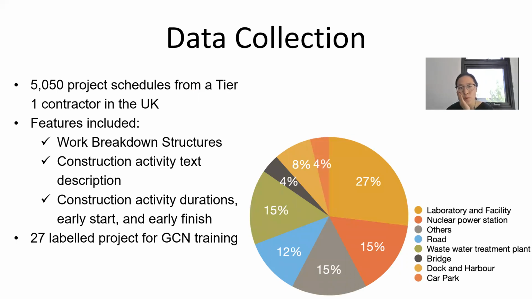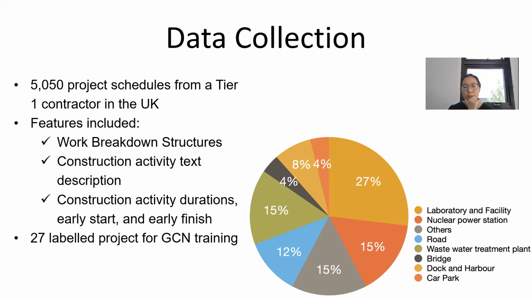So overall, we collected over 5,000 project schedules from a tier 1 contractor in the UK. The features included in the data are the work breakdown structure, the text description, duration, early start, and early finish of construction activities. We used these 5,000 projects to train our language model, that is, getting our word embedding, because in this case, the word embedding can cover as many words as possible to cover the variety of the words in different types of projects.